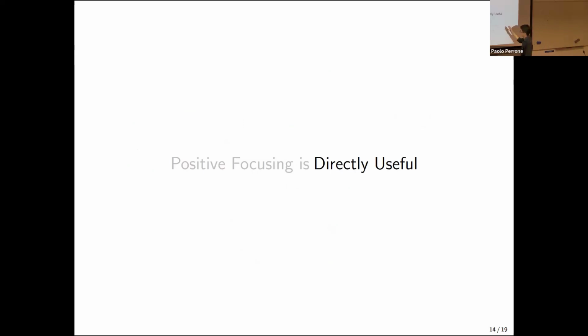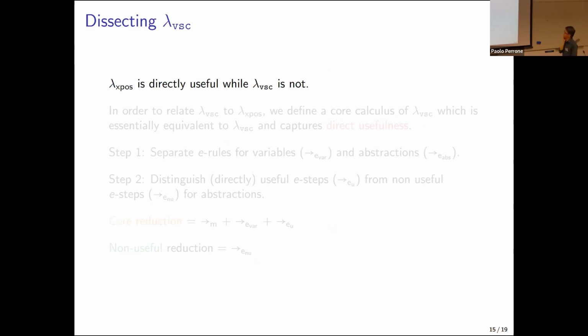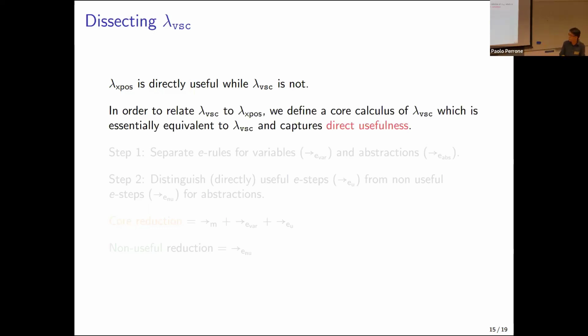As I mentioned, it's very hard to characterize usefulness. So here we're actually just going to use direct usefulness. As I mentioned before, the explicit positive number calculus is directly useful, while VSC, the second calculus that I introduced, is not. So in order to somehow relate these two calculi, we're going to define a core calculus of VSC, of the second calculus that I introduced, that is essentially equivalent to the VSC and captures direct usefulness.